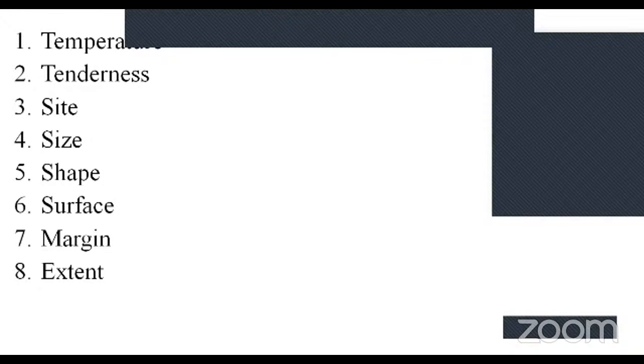Next, we'll confirm the inspectory findings. All the inspectory findings will be confirmed now, like site. Whether we have delineated the site, exactly measure the size. Initially on inspection, we just said it was approximately 2 into 2 centimeters or so. But in palpation, we'll measure it using the vernier or scale and say exactly what the size of the swelling is. In palpation, we can also make out the depth. In inspection, we may appreciate the depth.